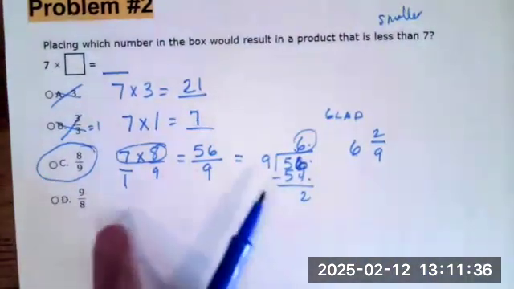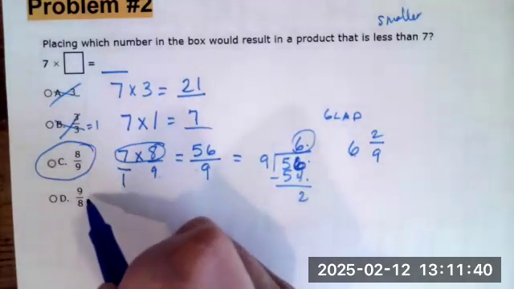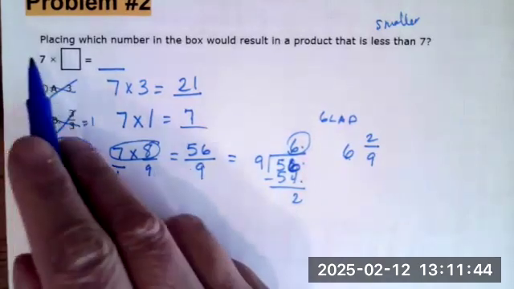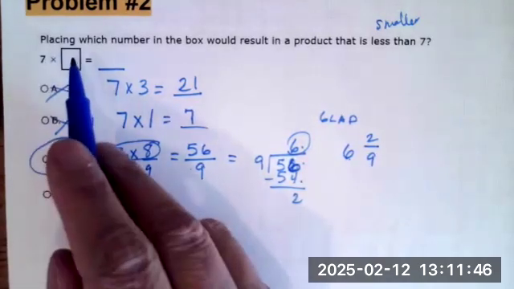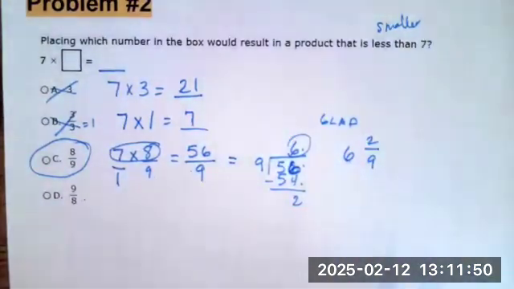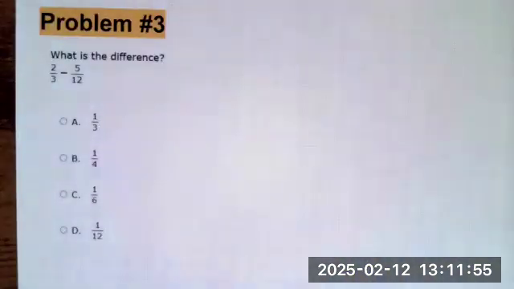Okay, and we know that this wouldn't work because this is what I was trying to say earlier. 9 over 8 is an improper fraction, and it means it's more than 1. So if you multiply a number bigger than 1 by 7, it's going to make it bigger, not smaller. Okay, good job. So you can X that out. No more math for that problem.